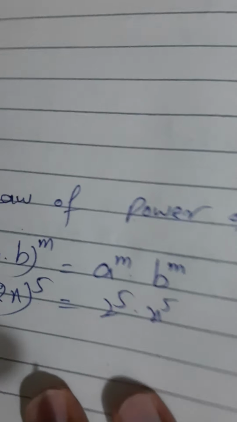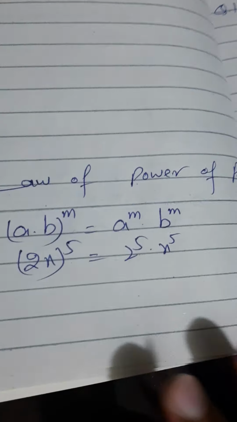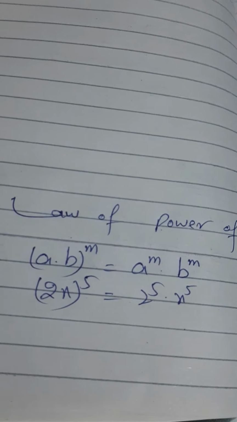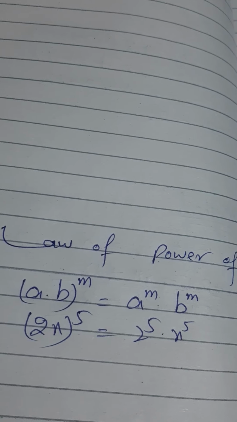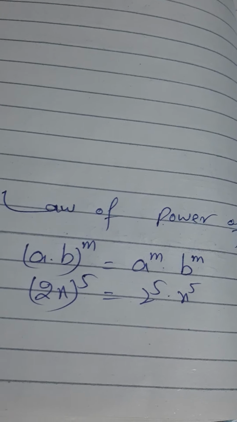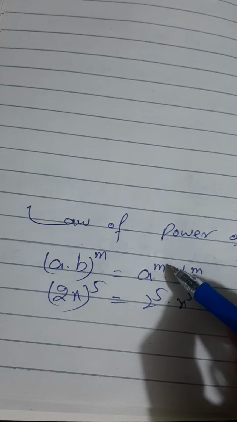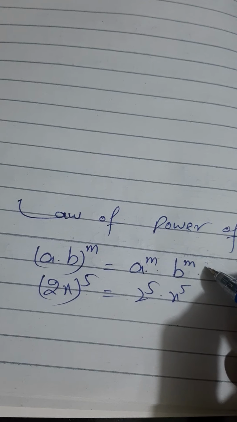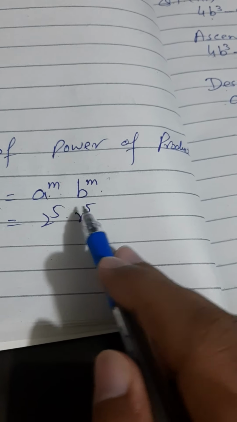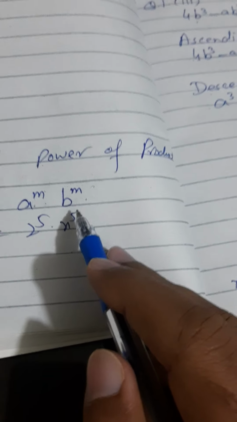The second law is the law of power of product, meaning if we are multiplying two numbers, then there is a whole power, like a multiplied with b whole power m. So how do we solve this? a raised to power m and b raised to power m. Just like in numbers, 2x whole power 5, so we write 2 raised to power 5 separately and x raised to power 5 separately. Now come to the next question.